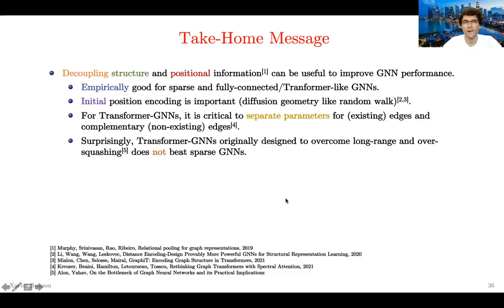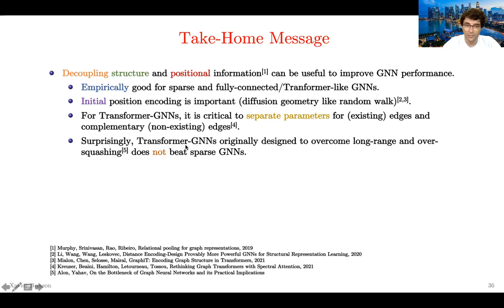Conclusion, so decoupling structural and positional information inside the GNN is actually a way to improve performance. Empirically, they are good for sparse and also fully connected GNNs. Initial positional encoding is important and should be based on diffusion geometry like random walk. And for transformer GNNs, it is critical to separate the parameters between existing edges and non-existing edges. So that was a very good idea from SAN.